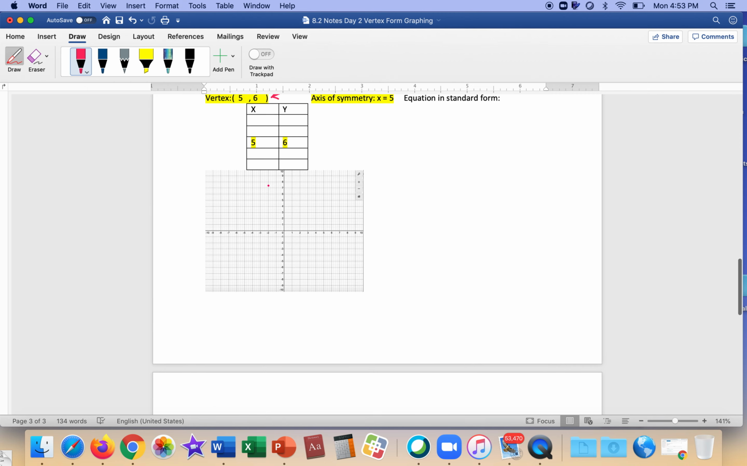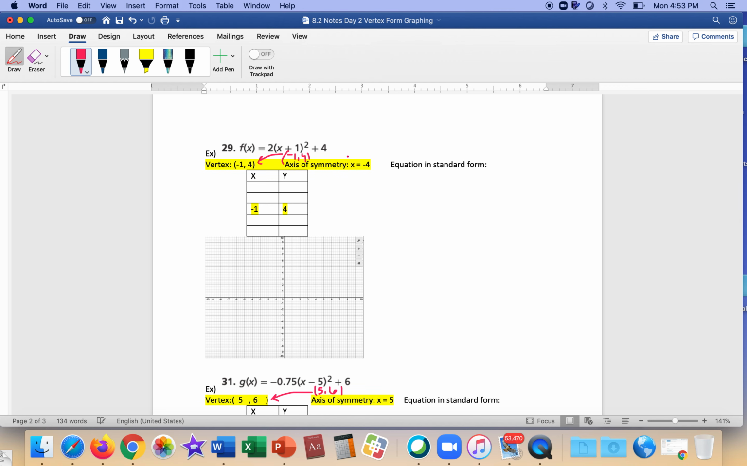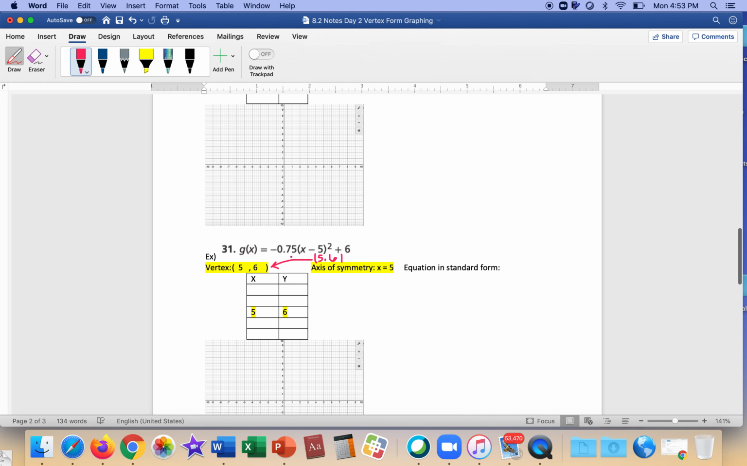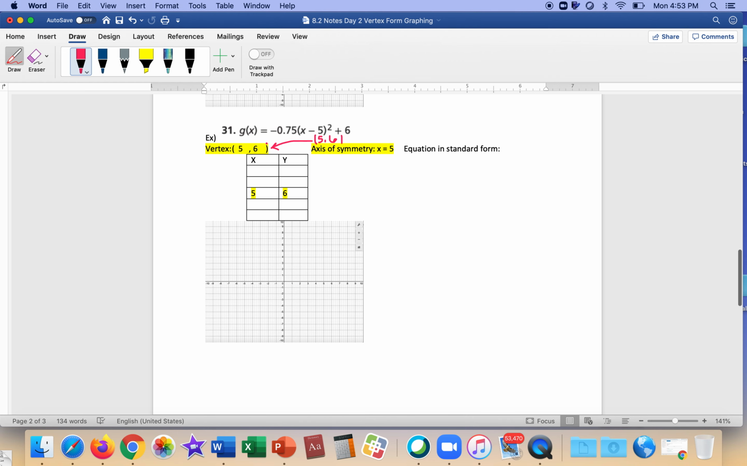And if we go back up to the top, notice again that the axis of symmetry is the x-coordinate of the vertex. Oops, and I screwed this up. So the x-coordinate of the vertex is negative 1. So that's why the axis of symmetry is x equals negative 1. I put the vertex in the center of your table. Okay, let's look at the next one. If the vertex was 5, 6, your axis of symmetry is the x-coordinate of your vertex. I also put the vertex in the center of my table.